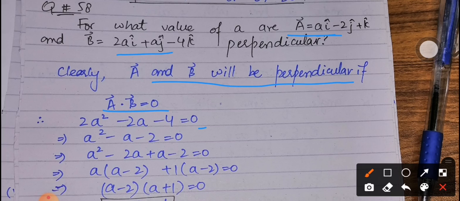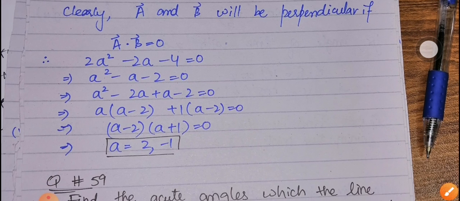So a into 2a is going to be 2a square, minus 2 into plus a is minus 2a, plus 1 into minus 4 is minus 4. So I will take 2 common from this equation, that is a square minus a minus 2 is equal to 0, and performing the factorization we find a is equal to 2 and minus 1.